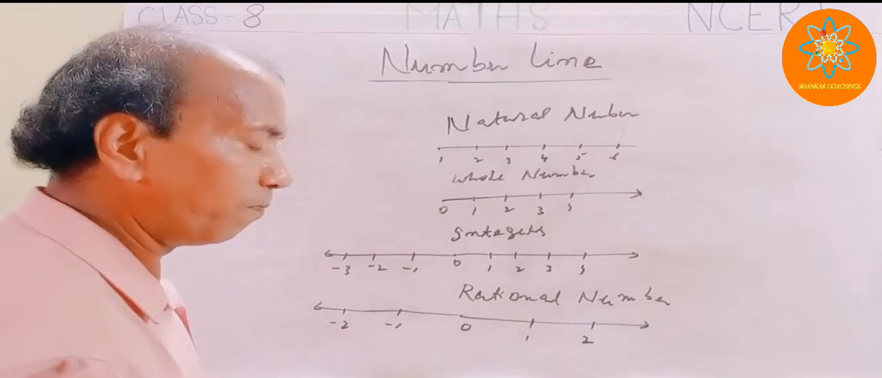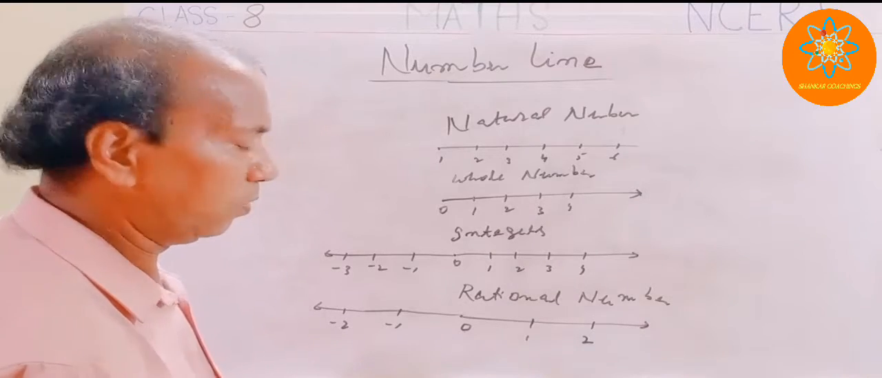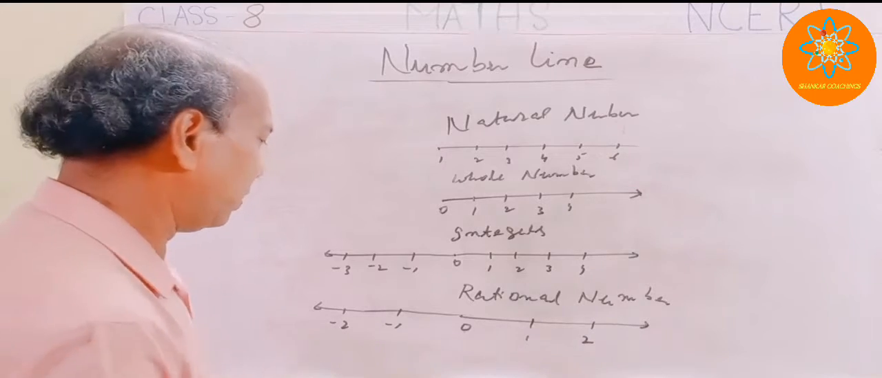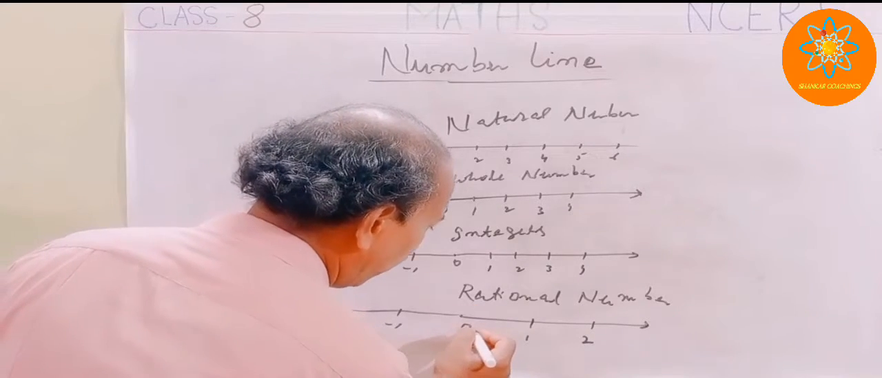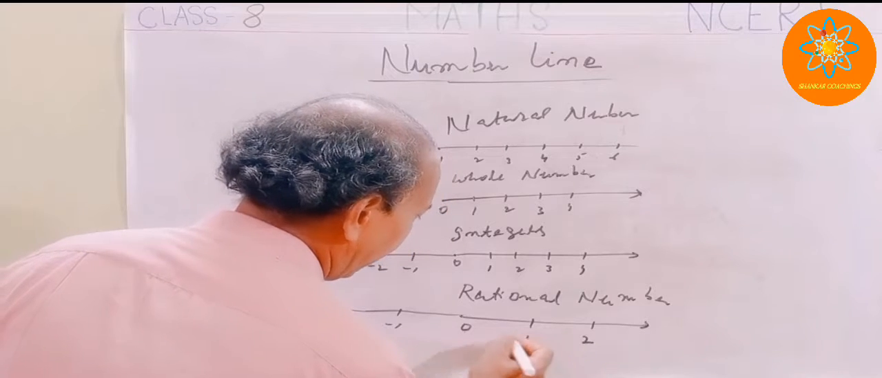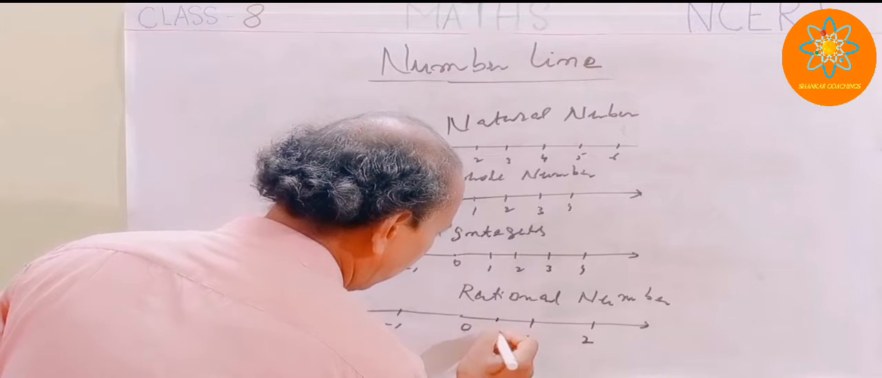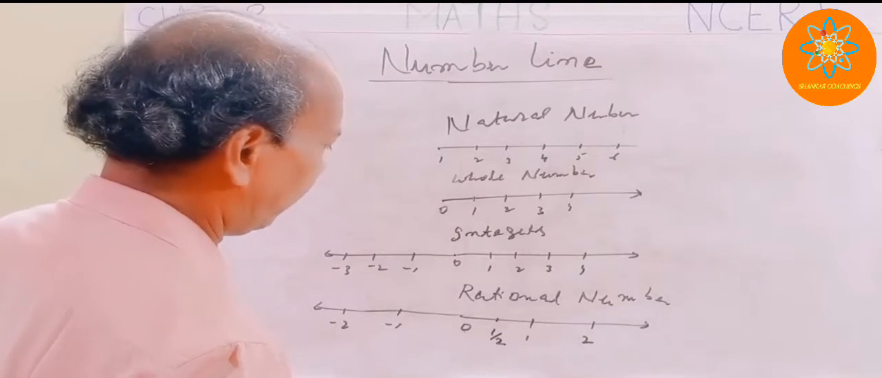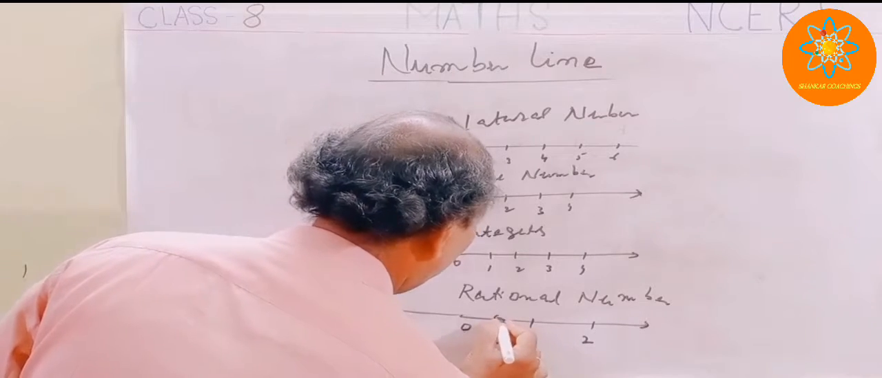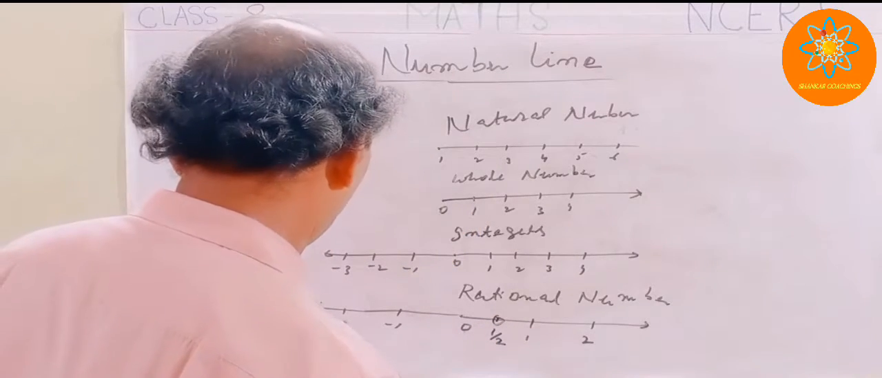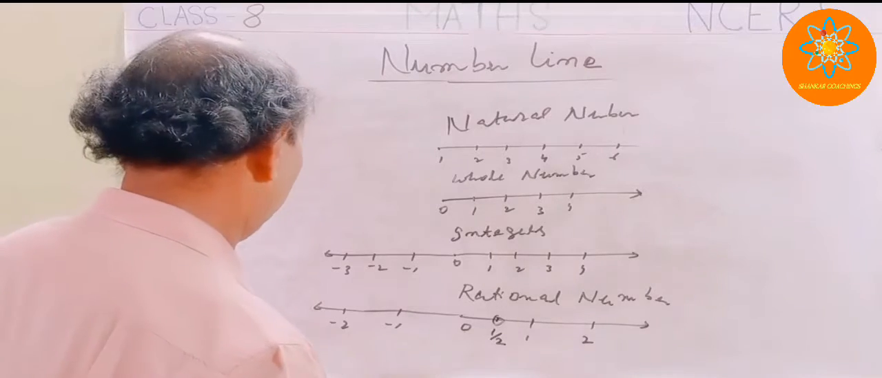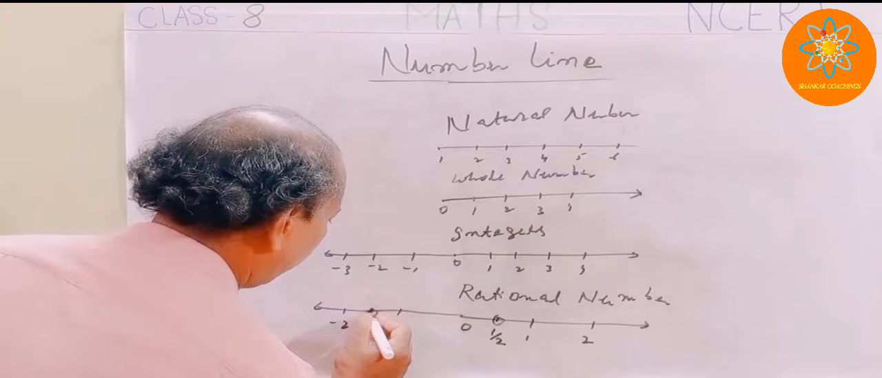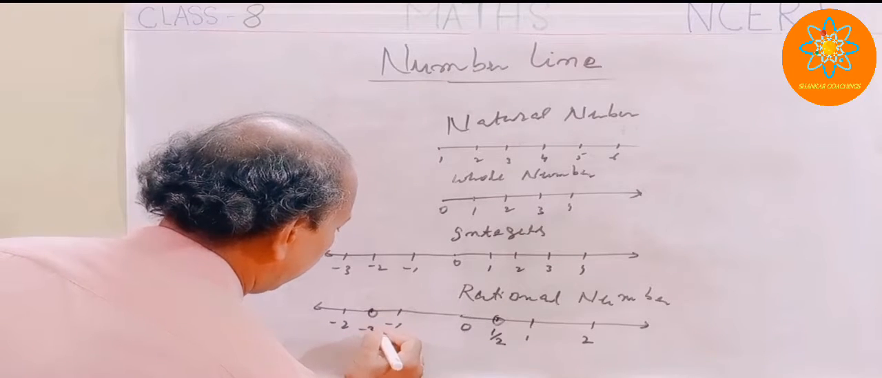Let's suppose I want to represent 1 by 2. So 1 by 2 is a rational number. So here it is 0, here it is 1. So this one is your 1 by 2. Similarly, let's suppose I want the value -3 by 2. So how I represent -3 by 2? Let's suppose this is the point. So this is the -3 by 2.